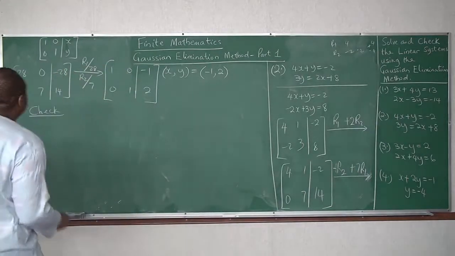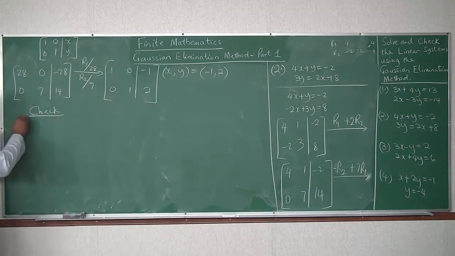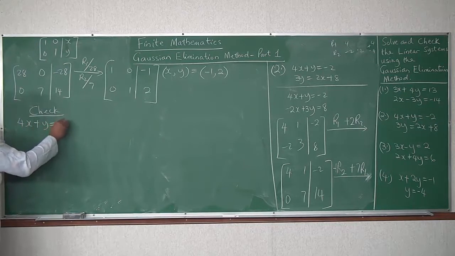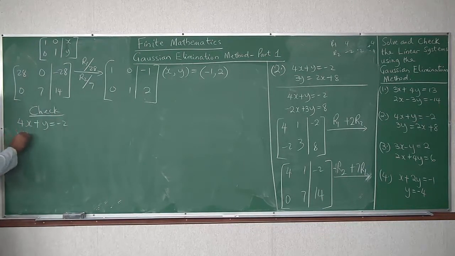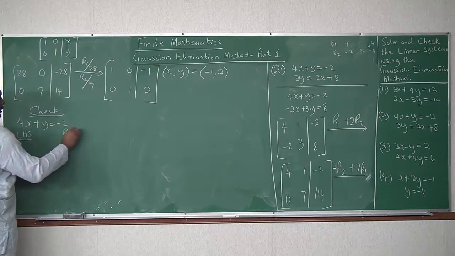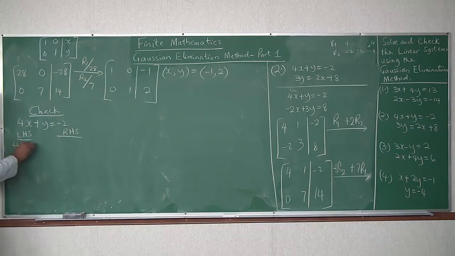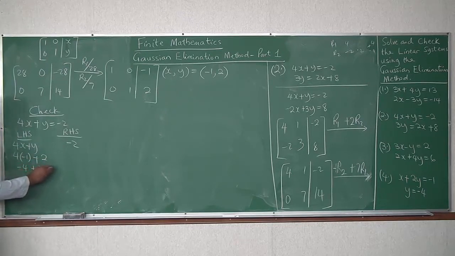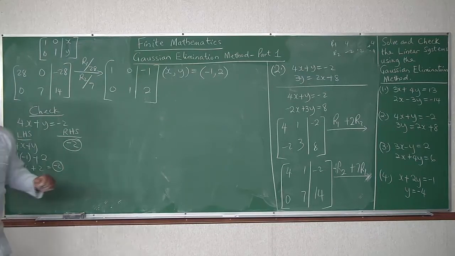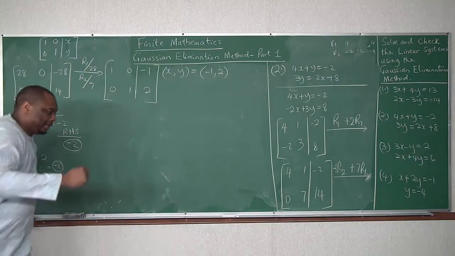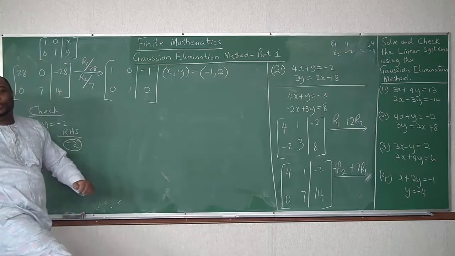Okay? So we check for the first equation, 4x plus y equal to negative 2. Left hand side, right hand side. Left hand side is 4x plus y. Right hand side is negative 2. Our x is negative 1. 4 times negative 1 plus y is 2. So negative 4 plus 2, that is negative 2. Negative 2 on the left, negative 2 on the right. You just kick with your right leg. Boom. Like you're doing a taekwondo.